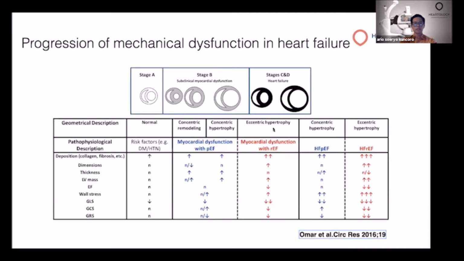And then we can see here, if we look at the table, one column is the myocardial dysfunction with preserved ejection fraction. This is related to those with heart failure with preserved ejection fraction, and some already enter the C and D stages with a reduced ejection fraction, both with alterations of changes in dimension, thickness, and LV mass. But you can see that there are other parameters where echo can provide information to define the patient's prognosis and also the outcome.